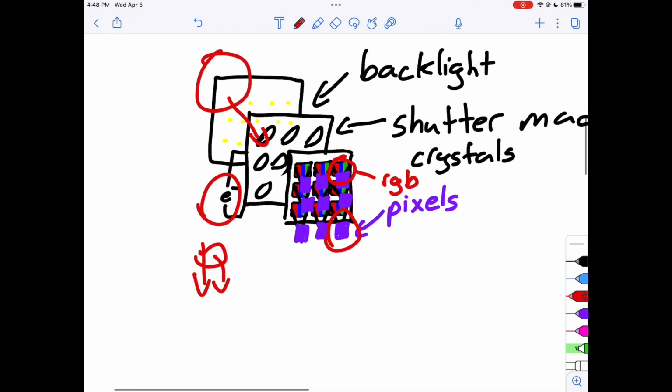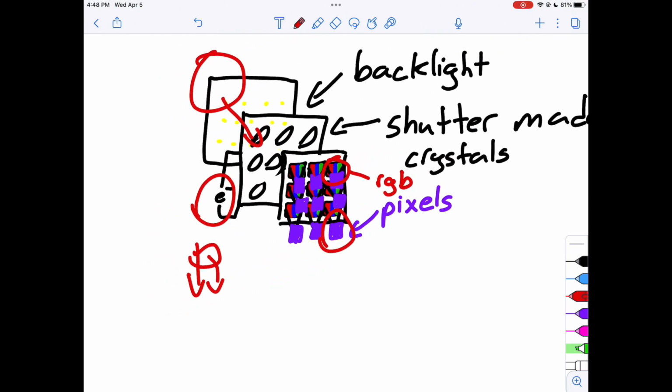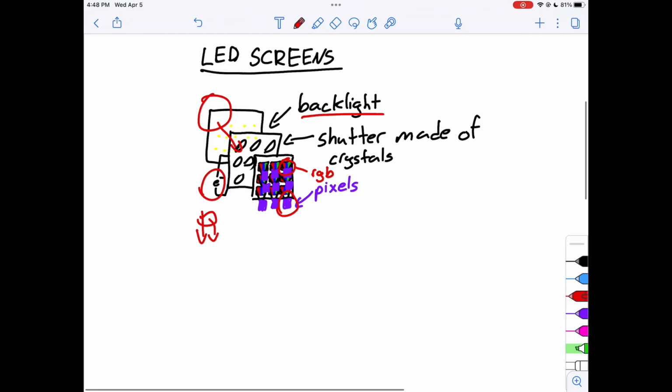So the downside to this is that the backlight is always on. So this part is always illuminated, and you're just controlling it with the shutters here. So your difference for black pixels is worse, which makes your contrast worse.